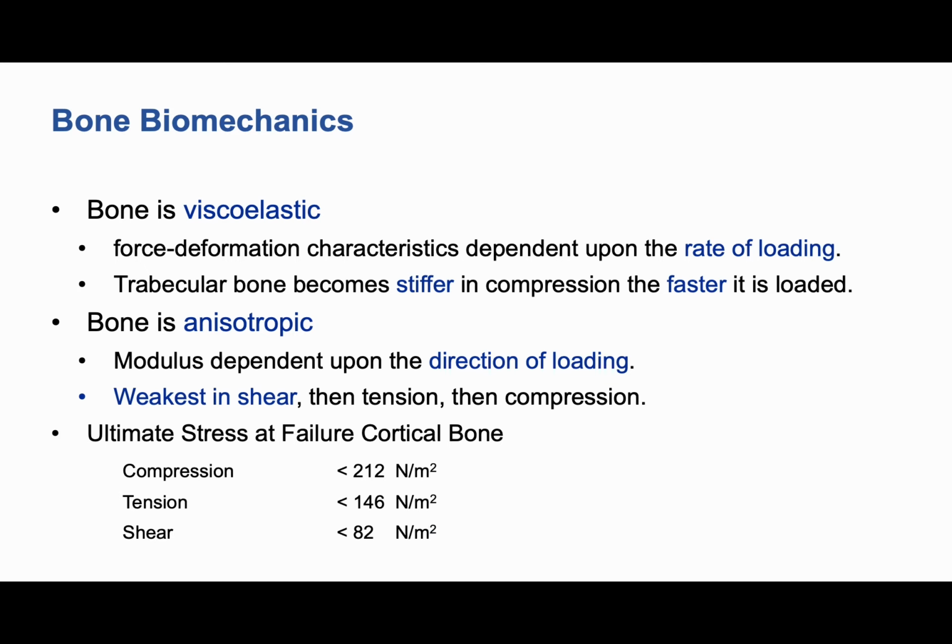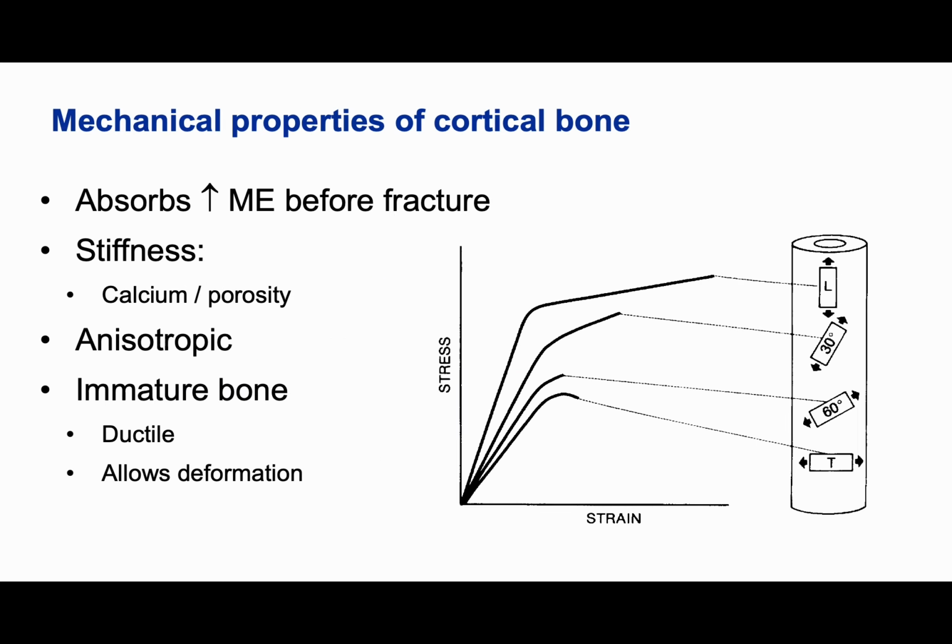In addition to having viscoelasticity, the bone is also anisotropic. Its modulus is dependent upon the direction of loading. Bone is weaker in shear, then in tension, then in compression. Bone is therefore strong and stiff. This stiffness depends on the direction of loading, hence described as being anisotropic. Material properties of bone vary with age.